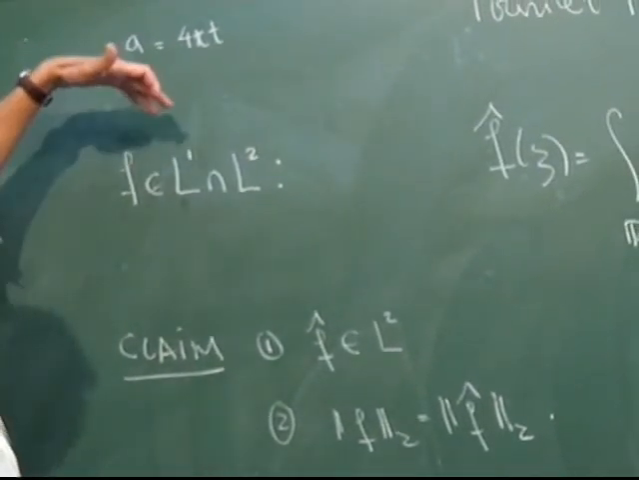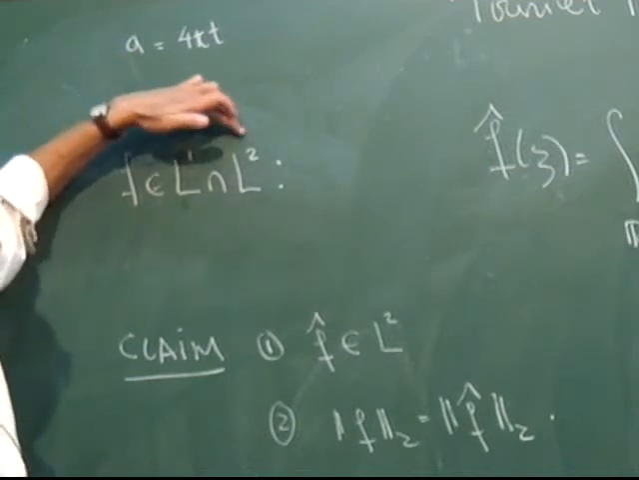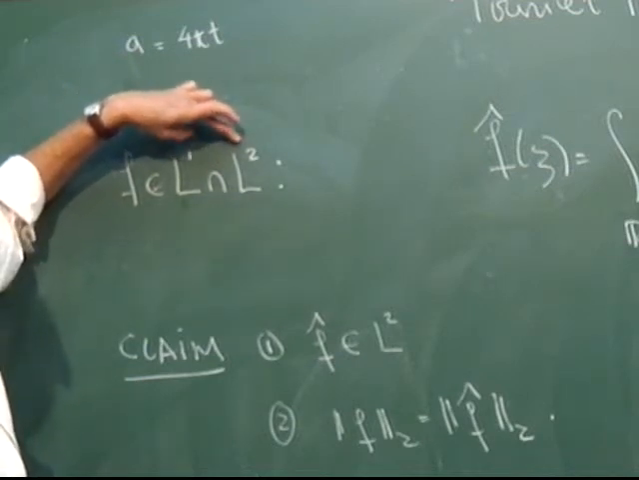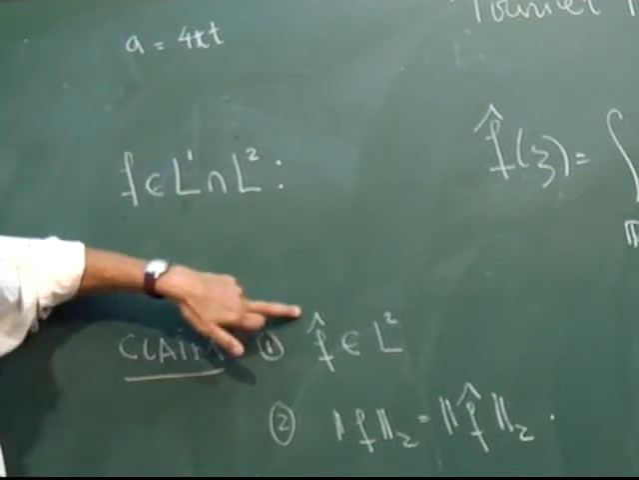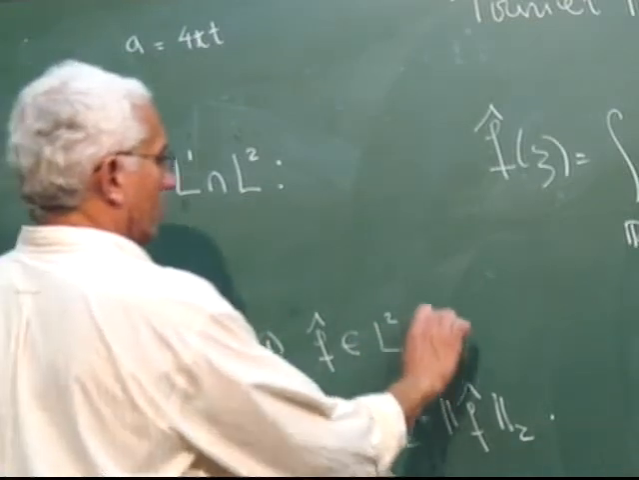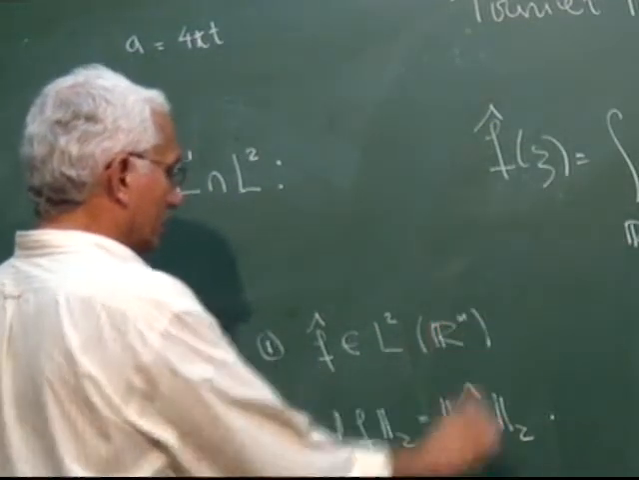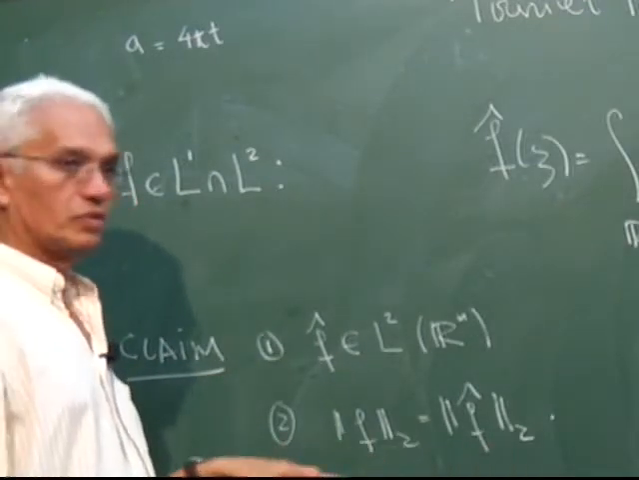Okay, let's review that. If you start with a function that is both in L1 and L2, the only thing that we know at this point is if you take the Fourier transform, this will be in L infinity. We don't know more than that. Well, we are going to prove that you are in L2. Moreover, you preserve the L2 norm.